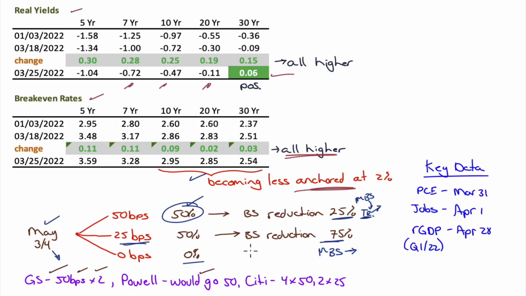Powell said he would go 50 basis points at the next meeting, and when asked what would stop him from doing that, he said nothing, really. So it looks like 50 basis points is a valid discussion to have, which is why I put a 50-50.